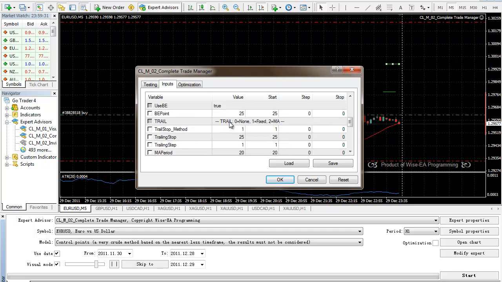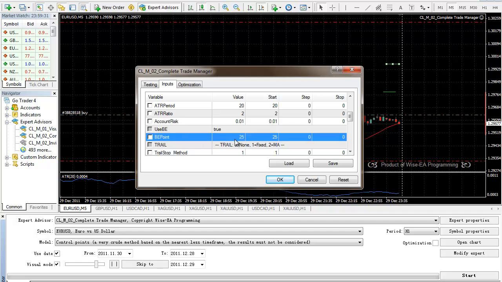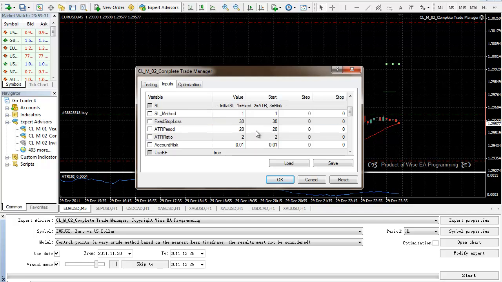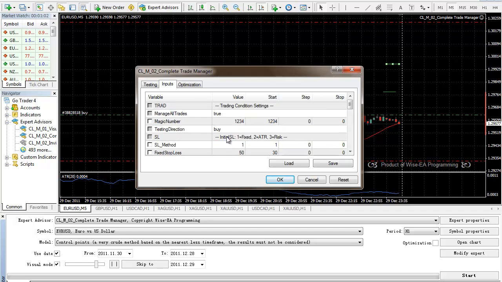Okay. And after the initial, we have 2 ways of managing it. First is breakeven. If this is set to true, and the breakeven point is 25 pips, then after 25 pips, the stop loss is going to move to break even. Okay? Let's just say I'm using a fixed stop loss, and I'm using 50. And then now it comes to trailing stop. And for trailing stop, I also have, see, three options. If this is set to zero, I'm not using trailing stop at all. Okay? And for the next example, I'm not going to use trailing stop.